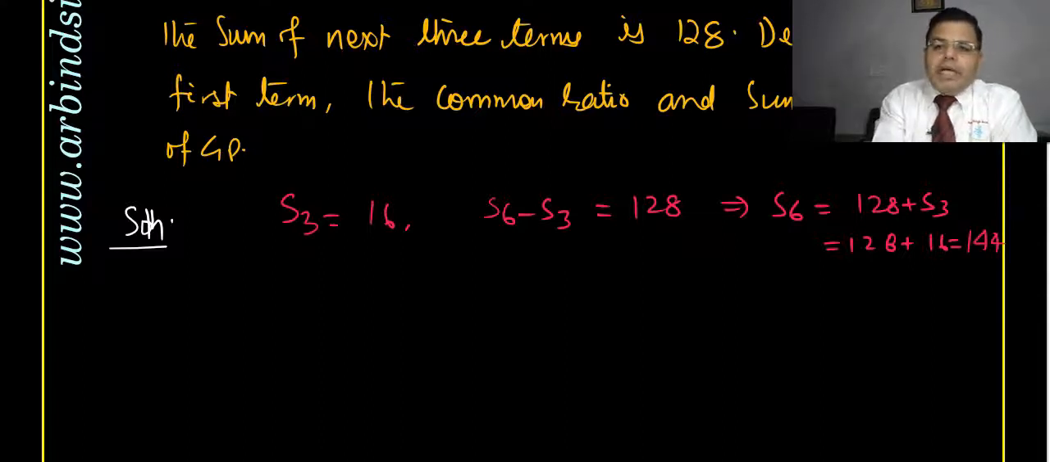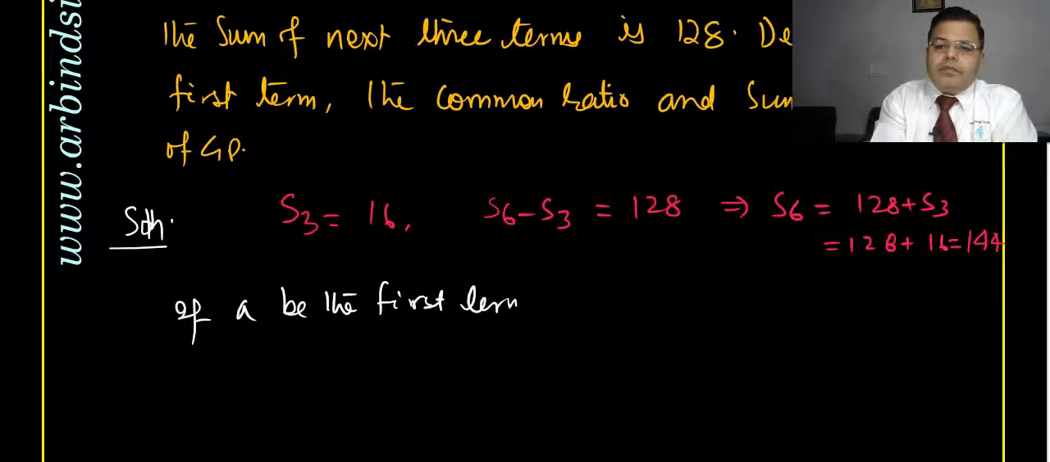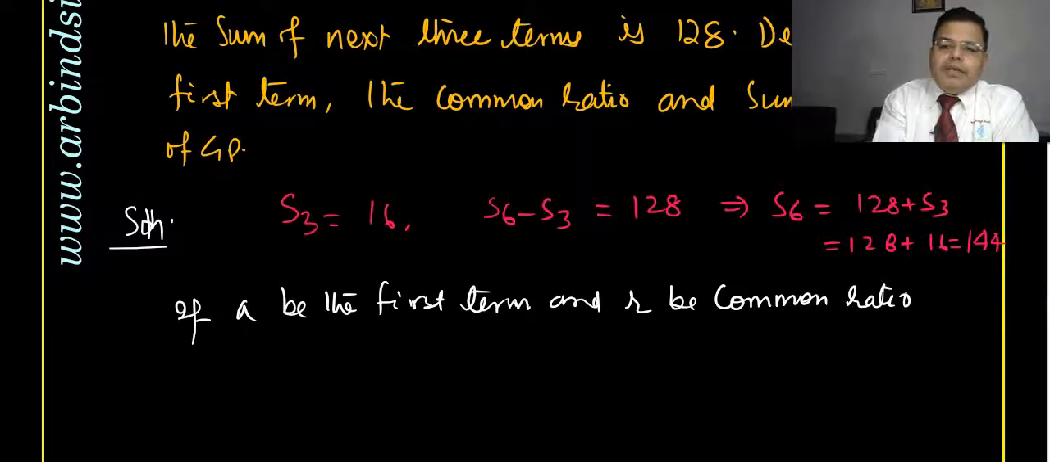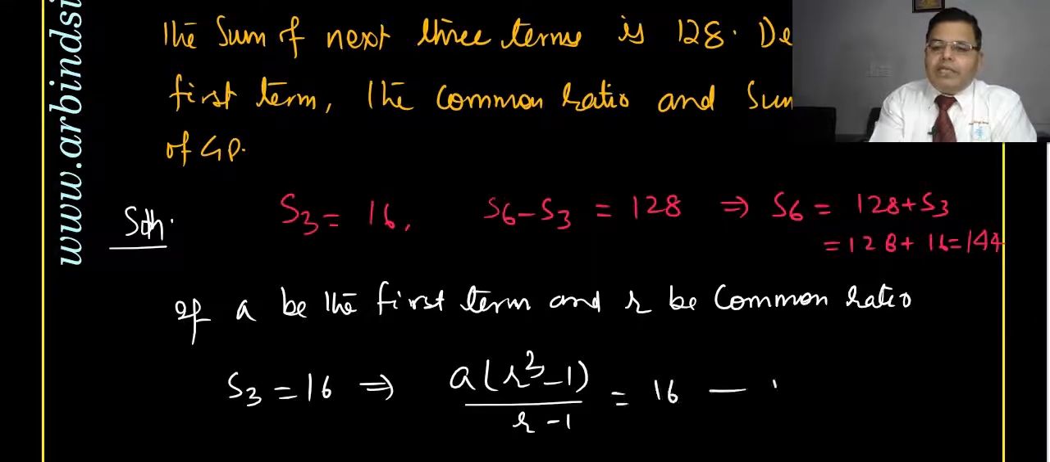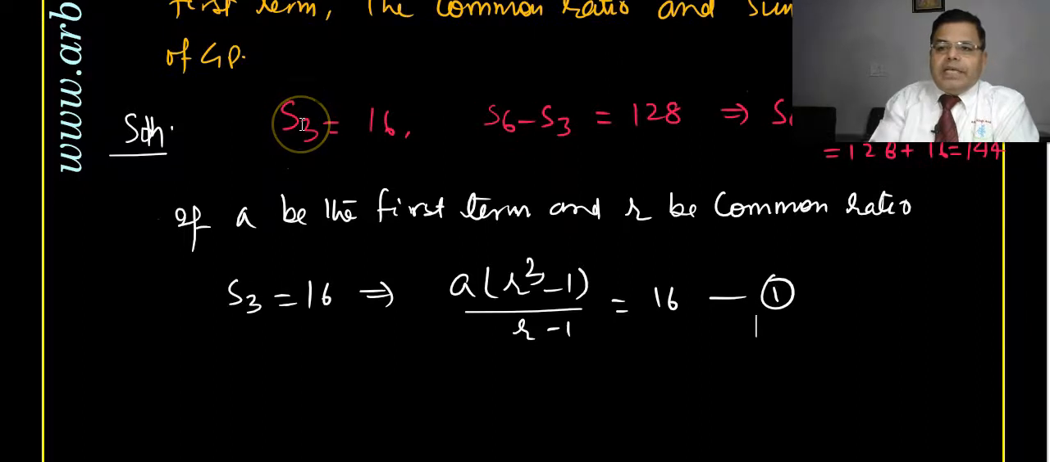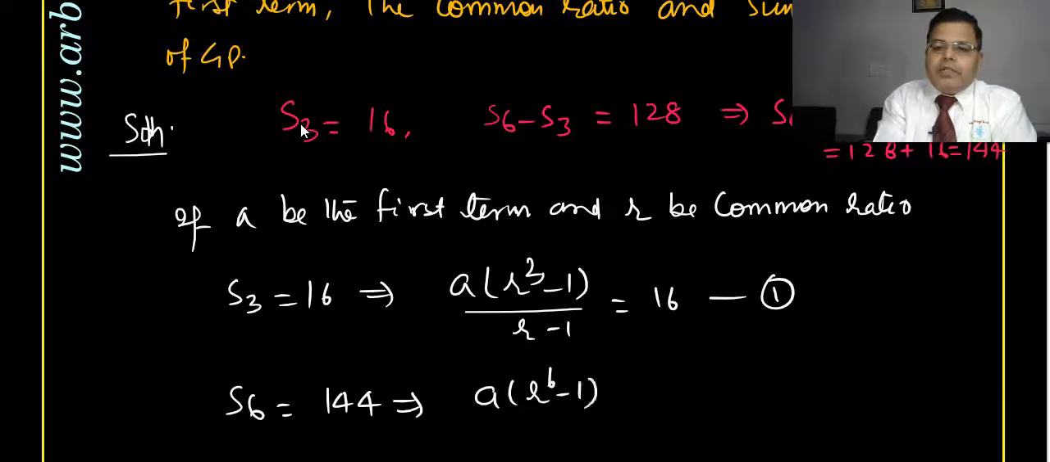Okay. Now, as per the formula, if a be the first term and r be the common ratio of the GP, then S3 is given as 16. That means S3 is a times r to the power 3 minus 1 upon r minus 1 is equal to 16. This is the first equation. Also S6 is 144, that is a times r to the power 6 minus 1 upon r minus 1 is 144.